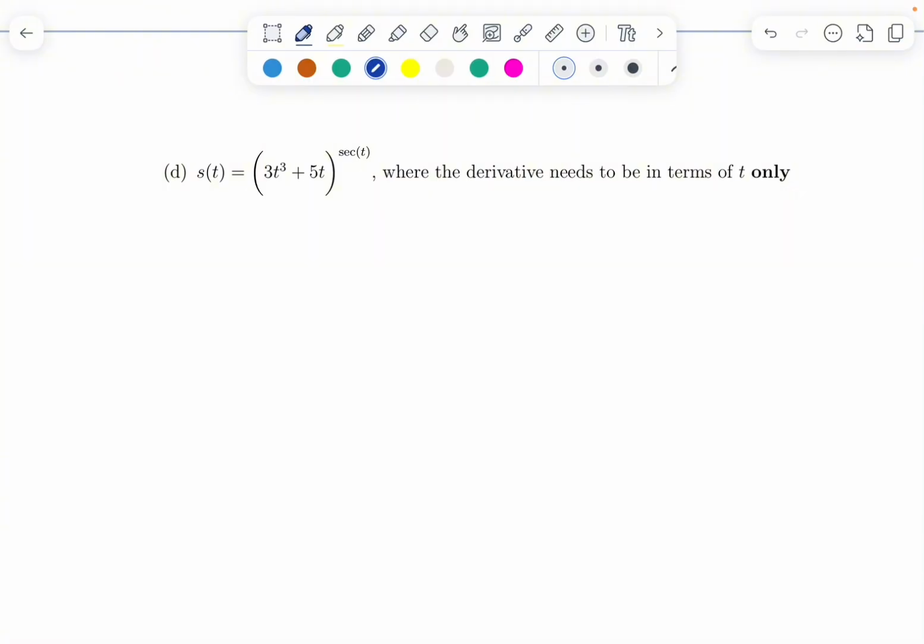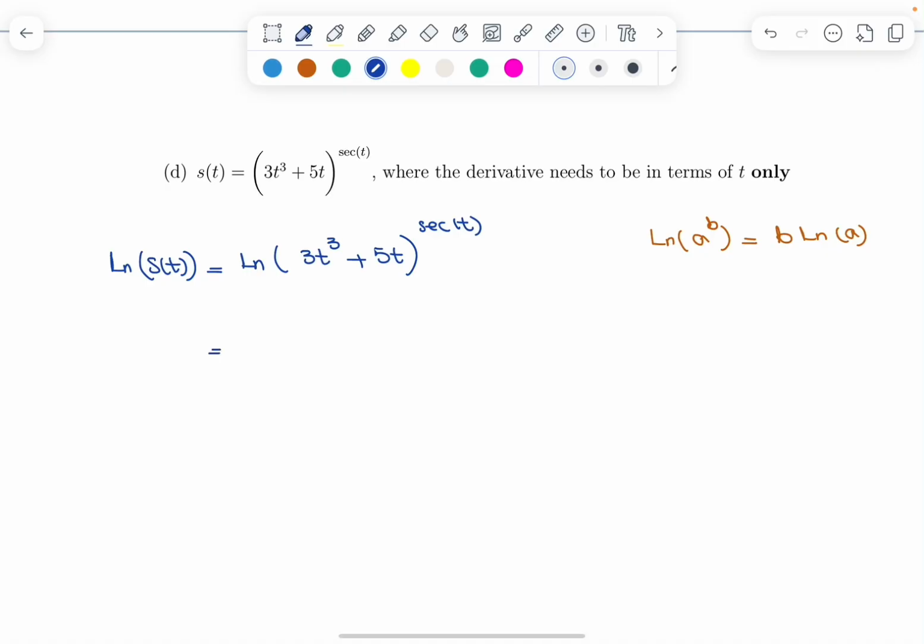The first step is you must take the natural log of both sides. So therefore, we must take the natural log of both sides. Natural log of 3t cubed plus 5t to the exponent of t. Now, by using the natural log property, you must simplify this expression. Because ln of a to the b is b ln of a, you can write down the expression on the right as secant of t times ln of 3t cubed plus 5t. On the left, we have ln of s of t.